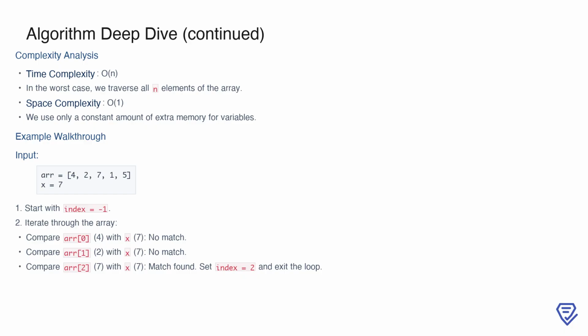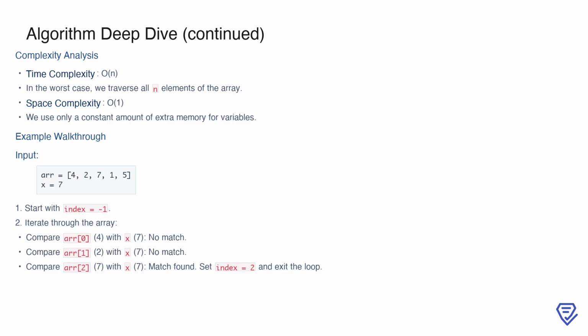Consider an input array ARR equals [4, 2, 7, 1, 5], and a target value x equals 7. The algorithm initializes index equals -1 and begins iterating through the array. It compares the first element, ARR[0] equals 4, with x equals 7, no match. The process continues with ARR[1] equals 2, still no match.